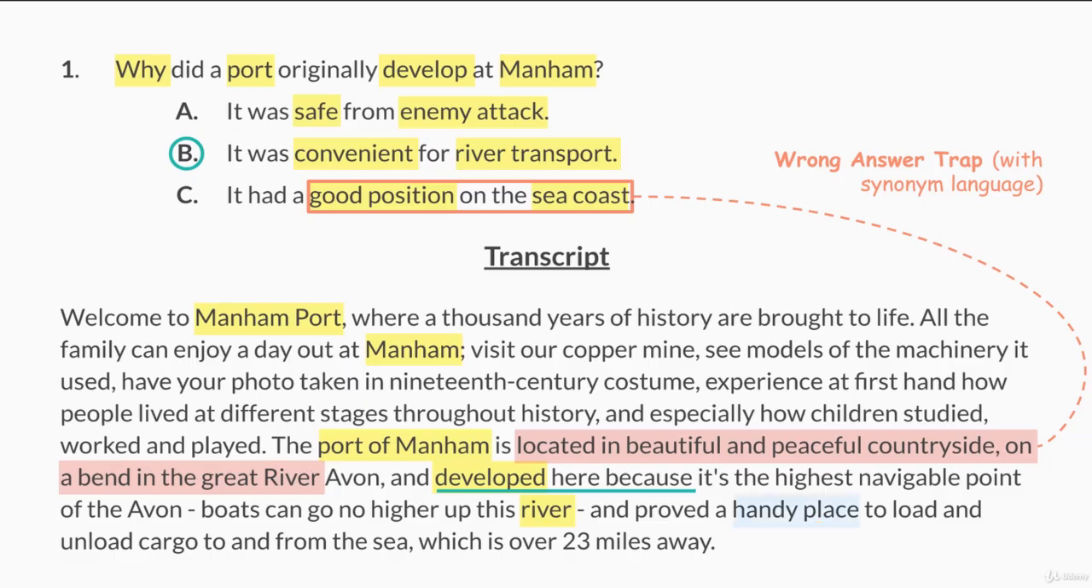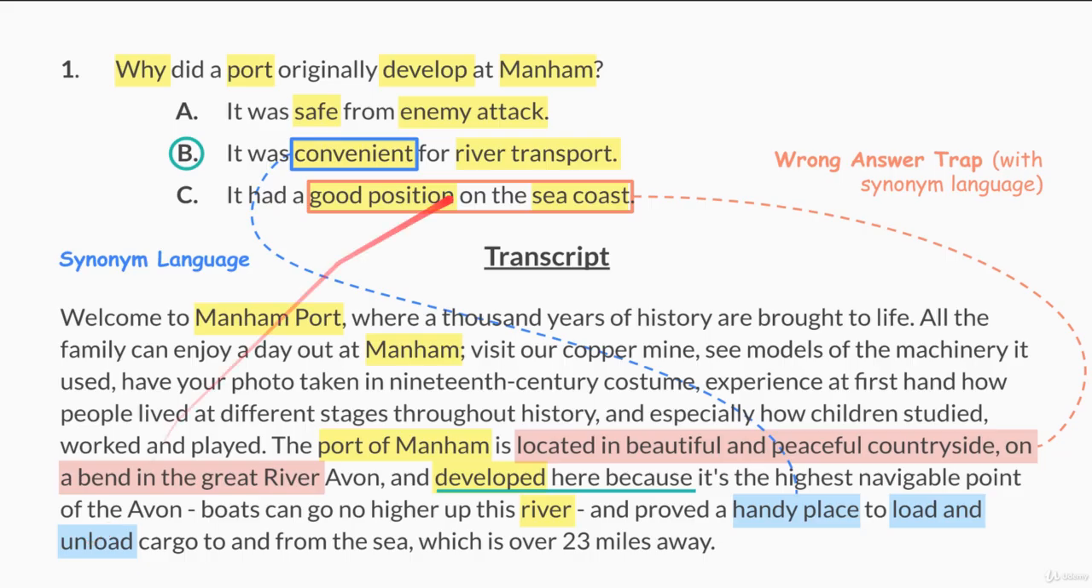Well, handy place is synonym language for convenient. Convenient, okay? And then over here we have load and unload cargo. What is that synonym language for? That is synonym for transport. So this is how it works. They're going to be using the synonym language in the correct answer choices, and sometimes also in the wrong answer choices. So it's really all about comprehension. It's all about understanding what is being said.